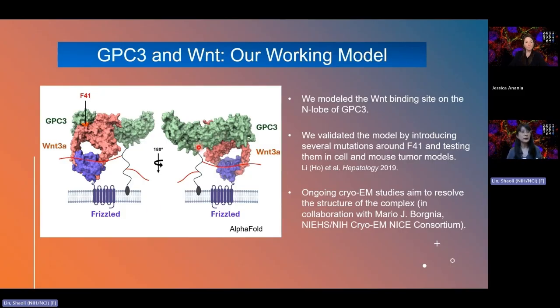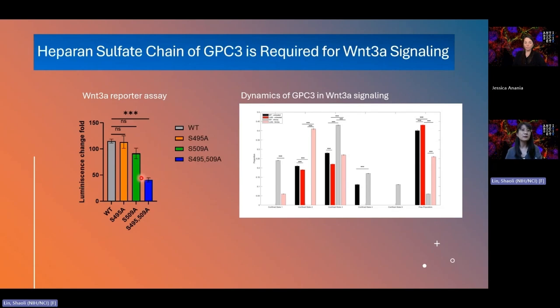And since GPC3 is composed of a core protein and two heparan sulfate chains on the side, we want to know whether the heparan sulfate chain is playing a role in the Wnt signaling. So we further did mutation of the heparan sulfate chains on GPC3. We found here that when we mutate only one of the chains, there is no big interference of the Wnt signaling by the mutation. However, when we mutate both of the chains, we see a significant decrease of the Wnt signaling mediated by GPC3.